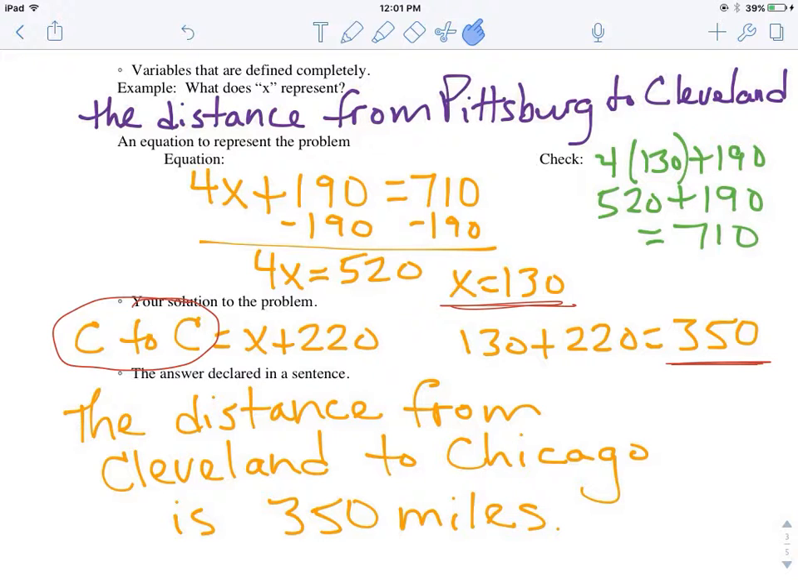So using a 5D table can help you build an equation, and then once you solve the equation, you have to go back and read the word problem to make sure that you are actually answering the problem.